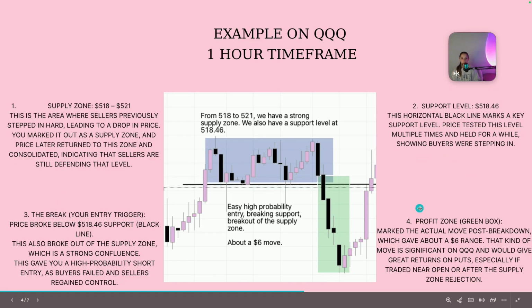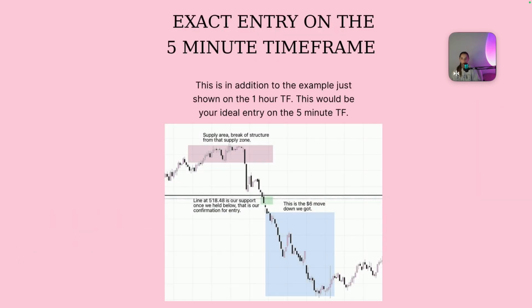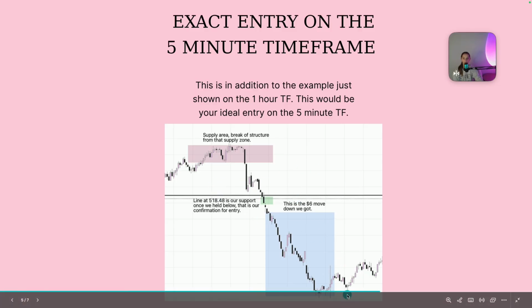So let's move on to the next. This would be our exact entry on the 5-minute time frame. So just showing you, we have this supply area right here. We start to get a break out of this supply area that we've been chopping in between. And we would wait for a break of support and get our entry right here after that 5-minute candle close below support. So I do want to see our candle close below support to be taking entry, to have conviction that we are going to get a continuation down.